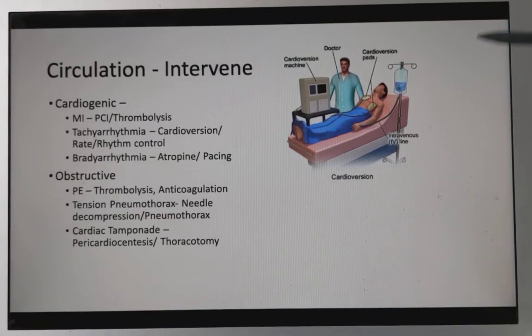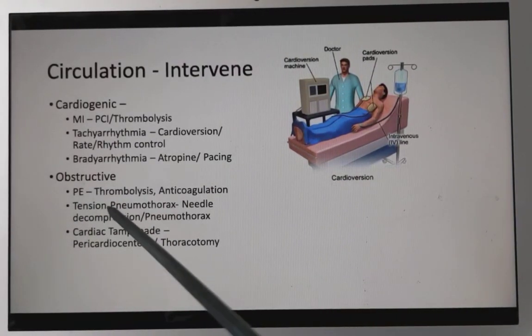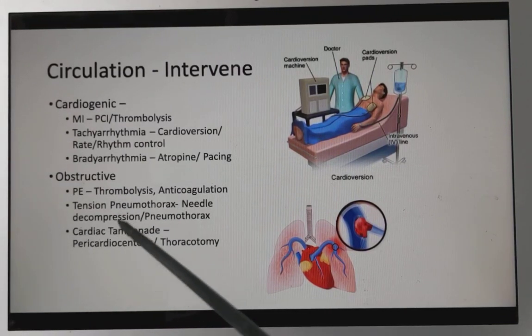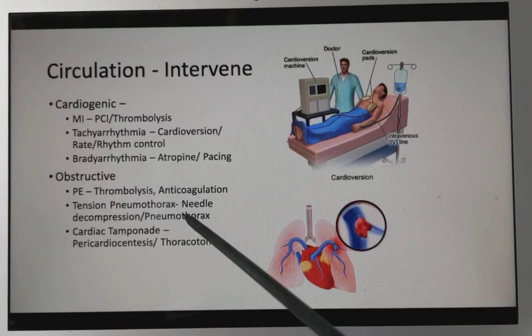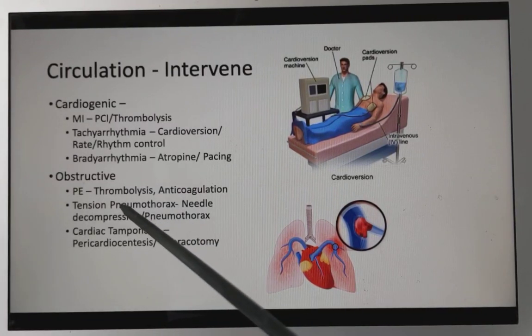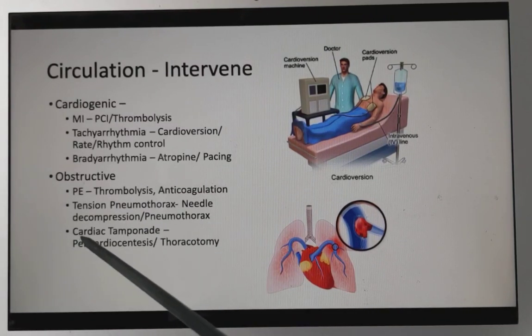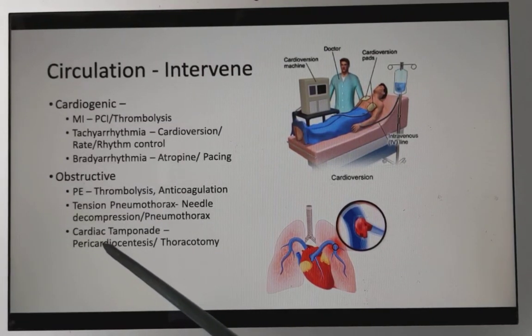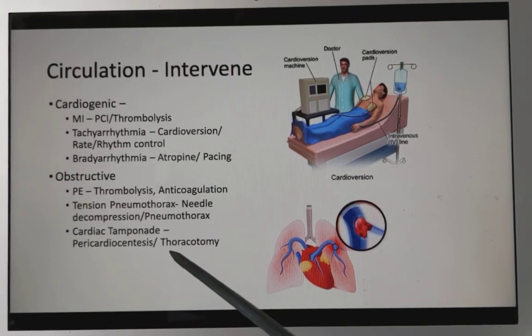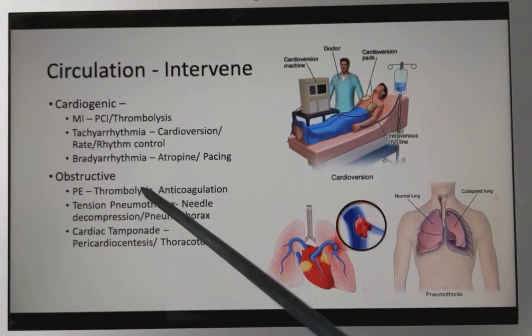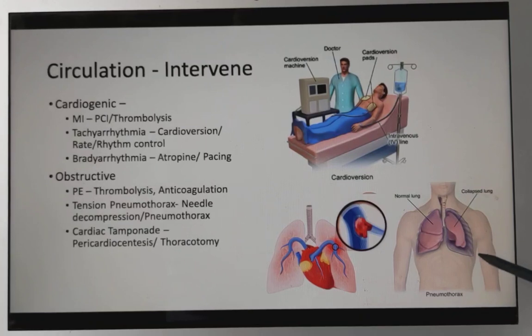Now, if it is an obstructive shock, as I said, PE, because of a blood clot, you need to consider thrombolysis. Tension pneumothorax, we've already talked about decompression or intercostal thoracostomy. And in cardiac tamponade, either a pericardiocentesis or an open thoracotomy to be considered. Now, this is once you've identified what is the cause of the shock. This is a picture of a collapsed lung with a pneumothorax.